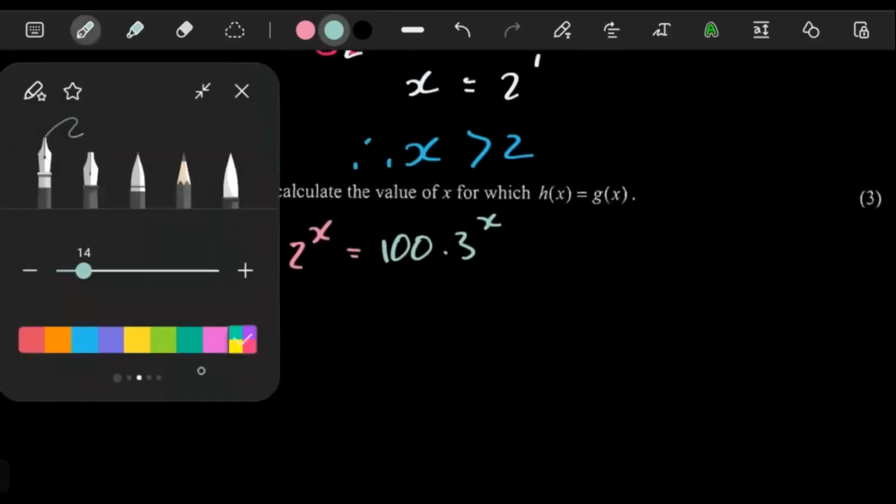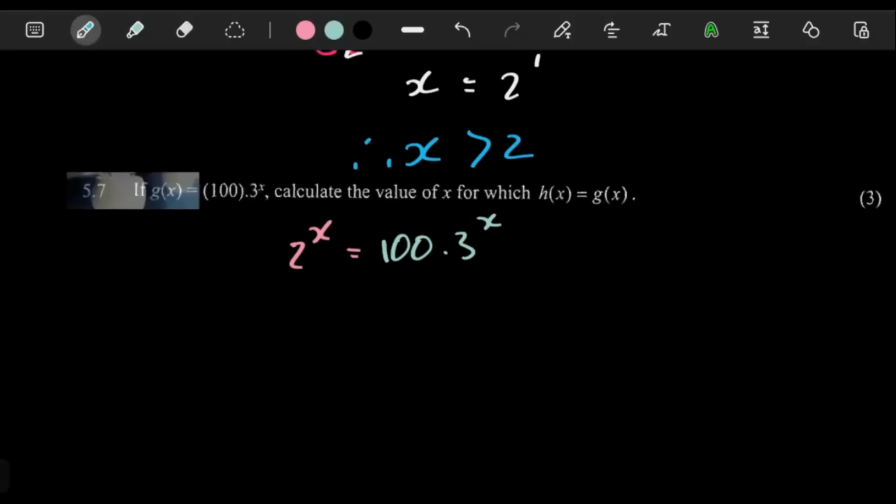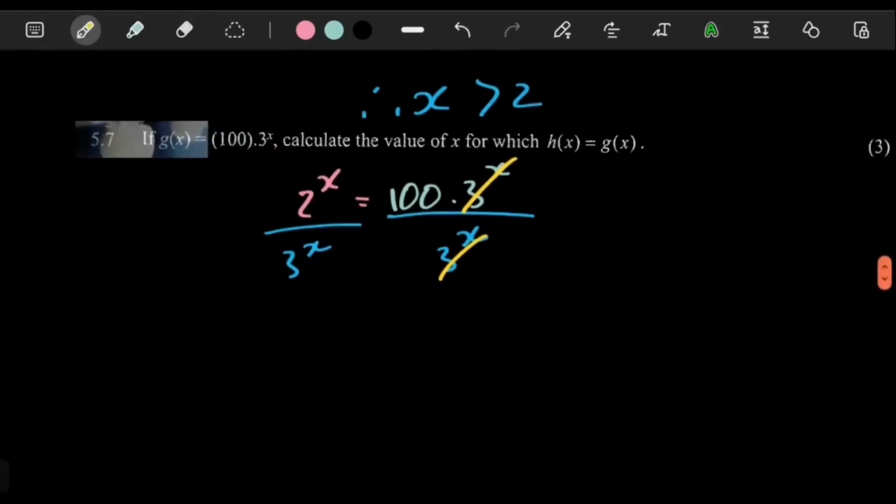Well, without overcomplicating it, I just mean think outside the box. Here, you can divide both sides by 3 to the power of x. The reason for doing that is so that you can just have a fraction to the power of x, an exponent, you see. This is equal to 100.